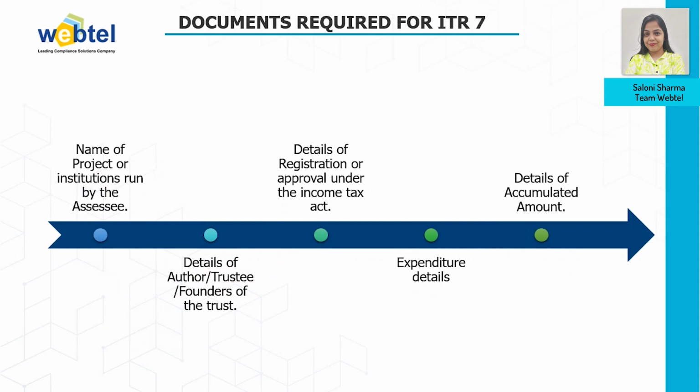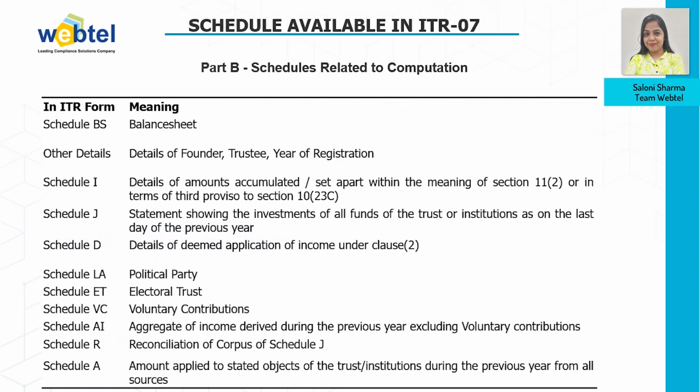Then comes the documents which are required to file an ITR-7, like the name of project or institutions run by the assessee, detail of the author, trustee, founders of the trust is required, detail of the registration or approval under the Income Tax Act is required, expenditure detail related to the revenue expenditure and capital expenditure is required, and the details of the accumulated amount is also required in case of filing an ITR-7.